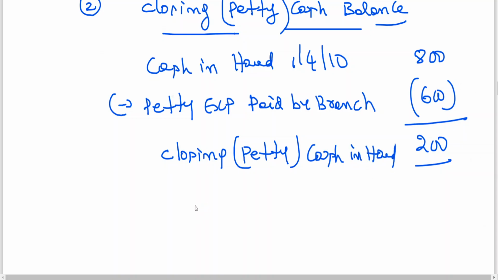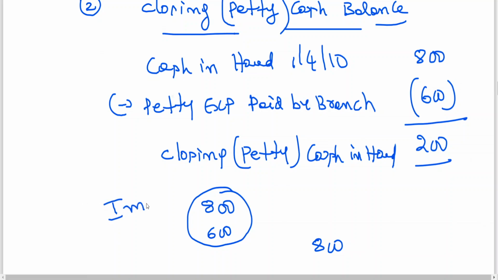Even if you do like this, I'll tell you: 800 imprest, 800 imprest, 600 you write. 800 plus 600, 1400. 1400 minus 800, 600 only. Net effect you will be getting ultimately. What is the net effect you are getting? 600 rupees has been debited. This is under the imprest system.